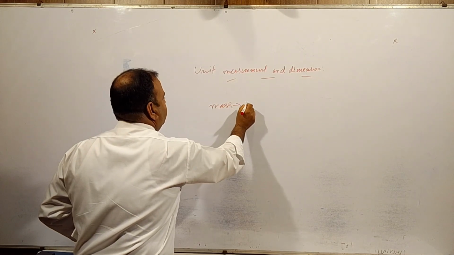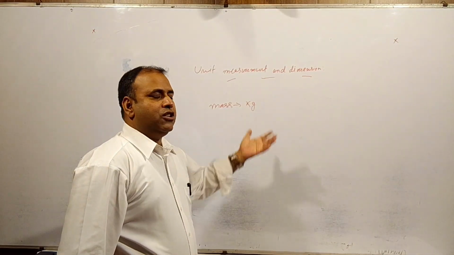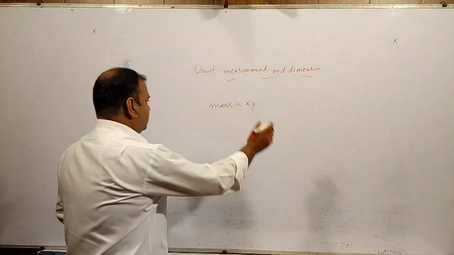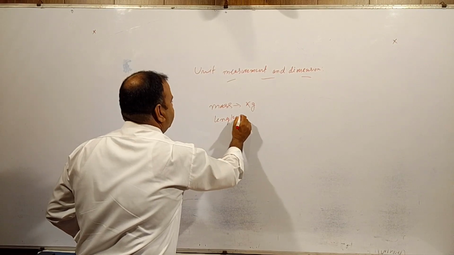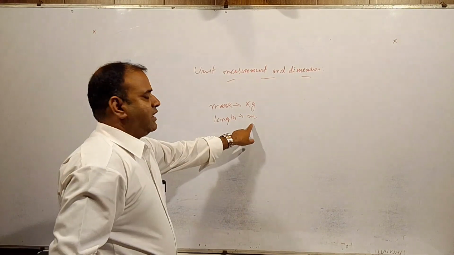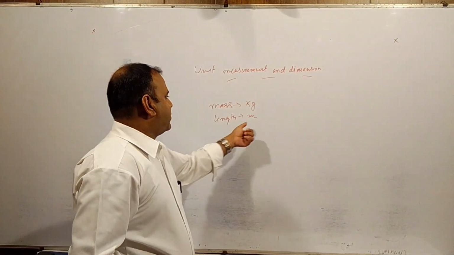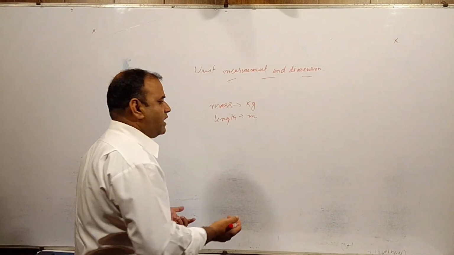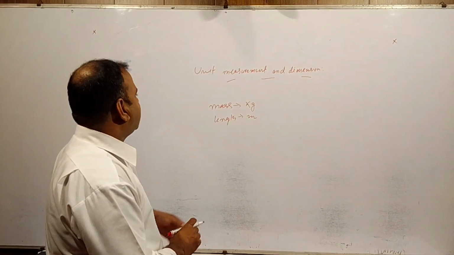Mass is represented by kg. When we are talking about the kg, it represents the solid body. When I am talking about the length, it is represented by meter. Meter means unit of length. So how much distance is traveled by an object can be represented by meter. When I am talking about the liter, then it represents liquid. So this is basically unit.